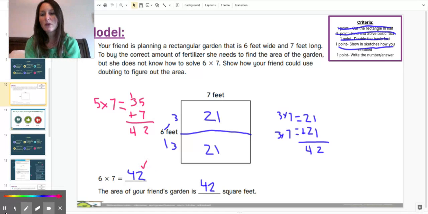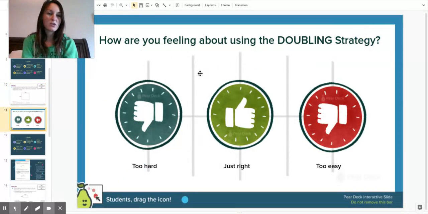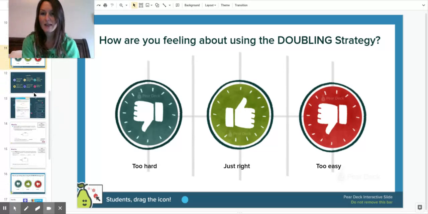All right, so this is what I'm going to have you do as well. Before we do that, I want you to show me how you are feeling about the doubling strategy. Is it too hard? Is it making just the right amount of sense, or is this too easy for you? So show me your thinking. You're going to come back to this at the end.